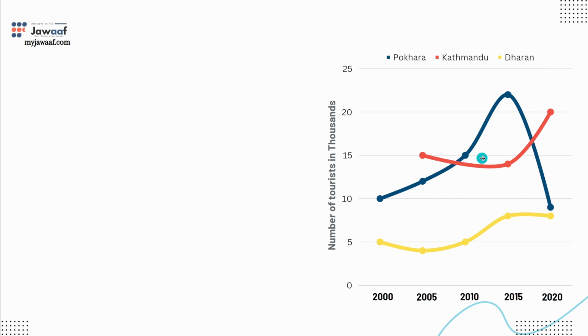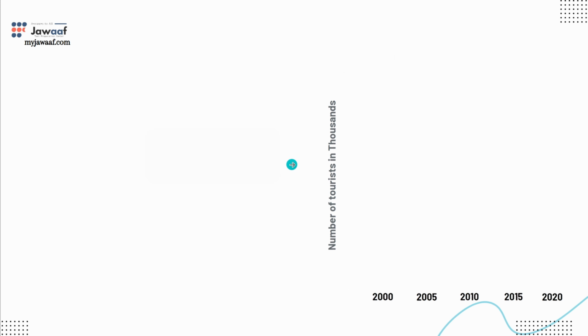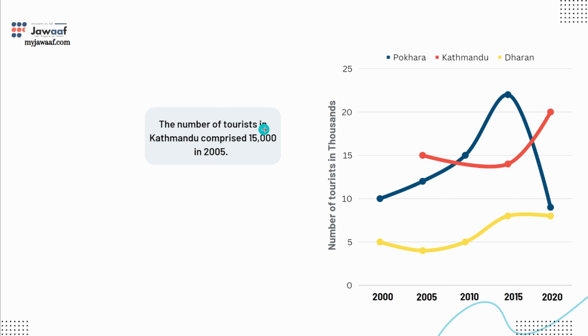This is a line graph. This is about the number of tourists in thousands. So these numbers are in thousands. This one represents Pokhara, this one represents Kathmandu, and this one represents Dharam. So how do we write? Let's see one example. The number of tourists in Kathmandu comprised 15,000 in 2005. Where is Kathmandu? Yes, here. In 2005, it comprised 15,000. Now you are not going to use the words was, were, okay? These verbs do not help you to achieve greater band scores. You need to use advanced words if you can.